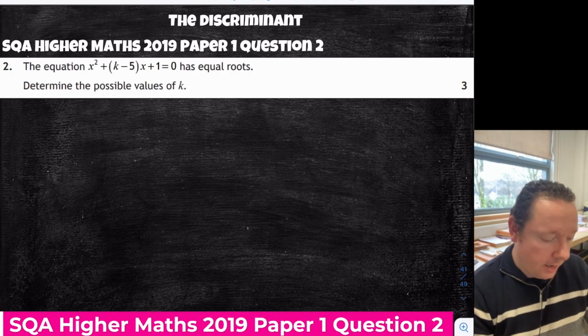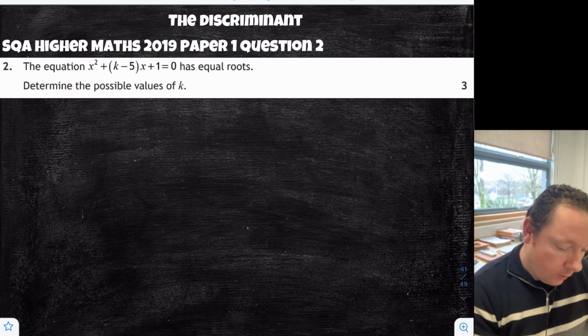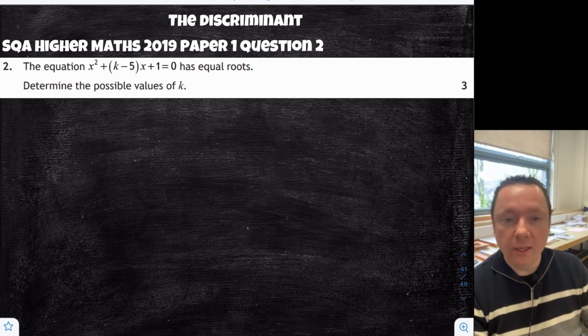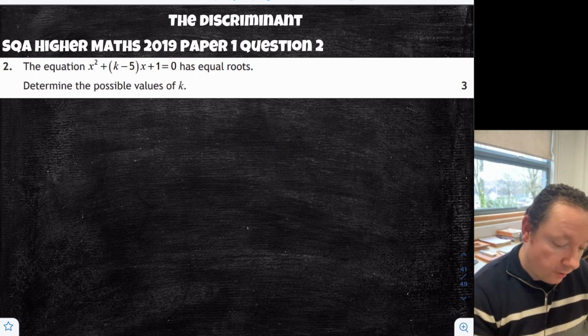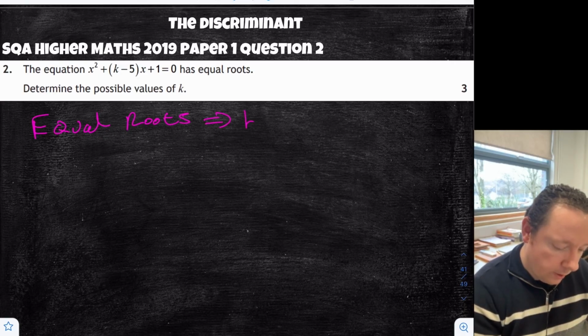Okay, the discriminant, SQA Higher Maths 2019, paper 1, question 2. The equation x squared plus (k minus 5)x plus 1 has equal roots. Determine the possible values of k. Well, if it's got equal roots, that means for equal roots, that implies b squared minus 4ac equals 0.